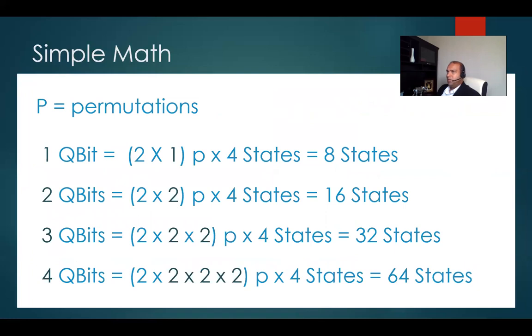So P is still the permutations, and one qubit. Actually, qubit is spelled Q-U-B-I-T, but I just left out the U here, so I'm just saying qubit. One qubit is 2 permutations multiplied by 4 states, which is equal to 8 states. Then 2 qubits is 4 permutations multiplied by 4 states, 16 states total. 3 qubits, 8 permutations multiplied by 4 will give you 32 states. And 4 qubits will give you 64 states.